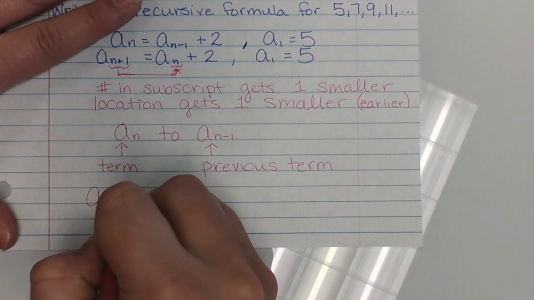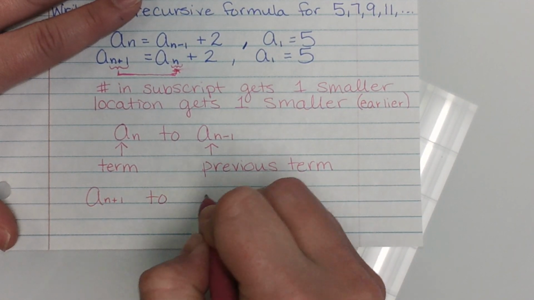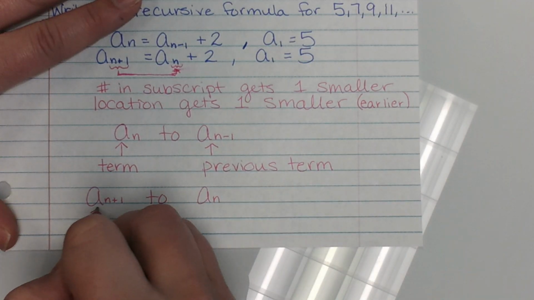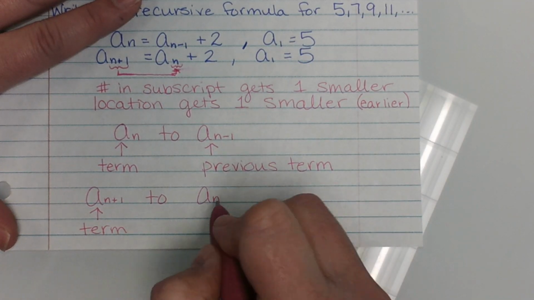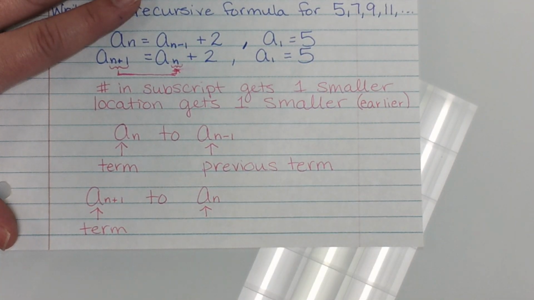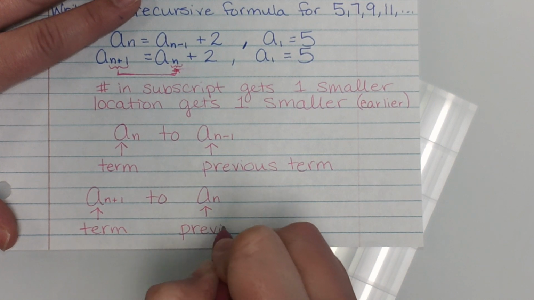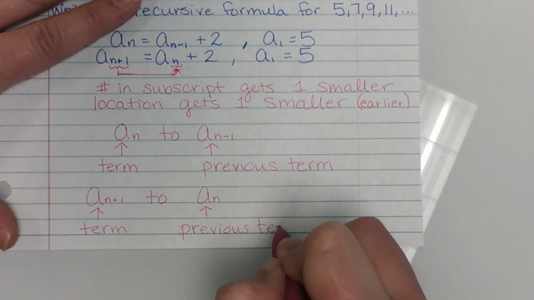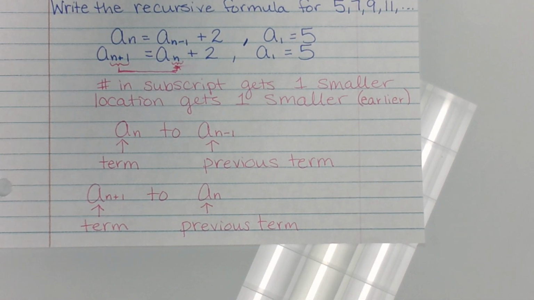If I started, say, with a sub n plus 1 compared to a sub n, this is still a term in the list, and this would be its previous term, because the subscript is one smaller.